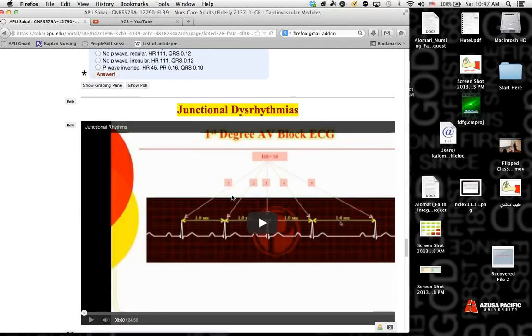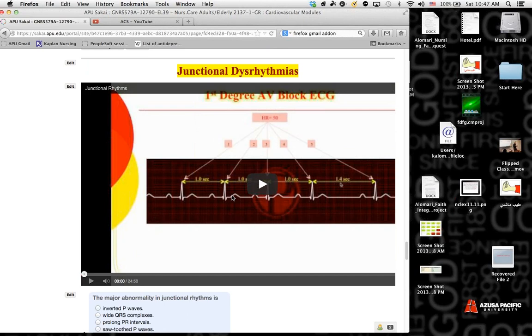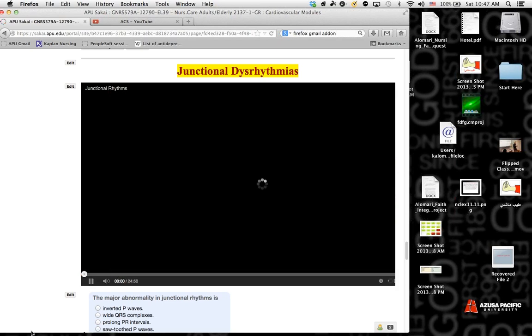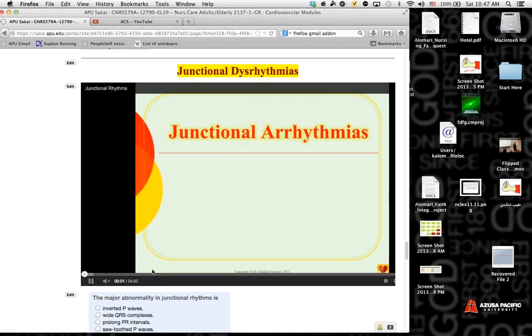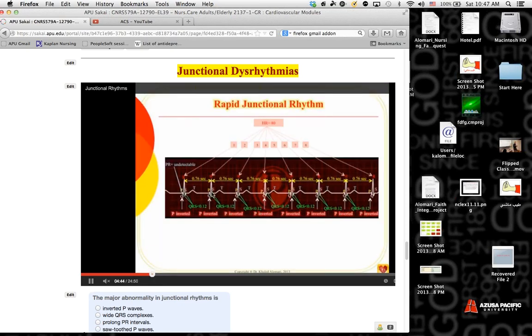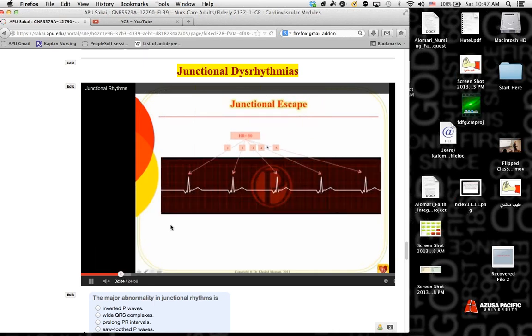The junctional, again, one thing, your start is a P wave inversion. That's your start. For this class, you only see P wave inversion if it's junctional. So as soon as you see a P wave inversion, you exclude everything but junctional. This cannot be anything but junctional.